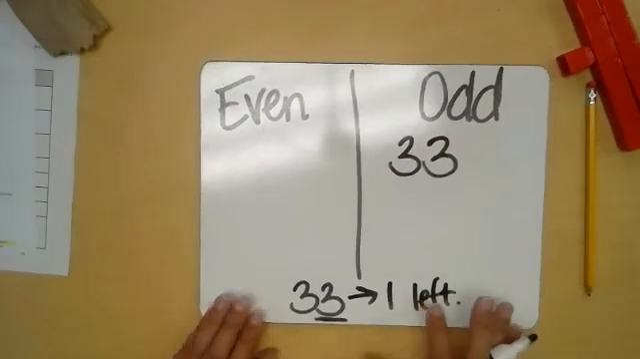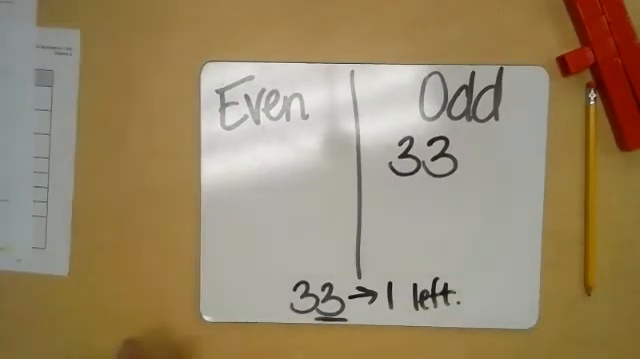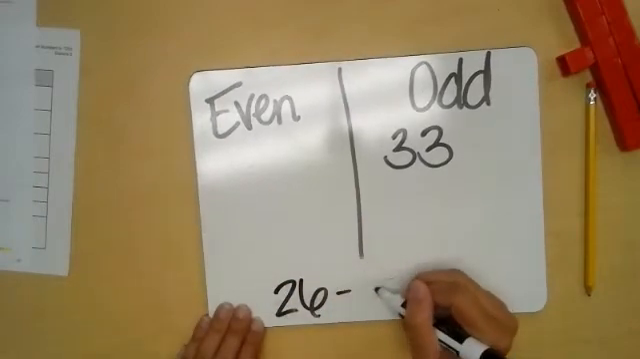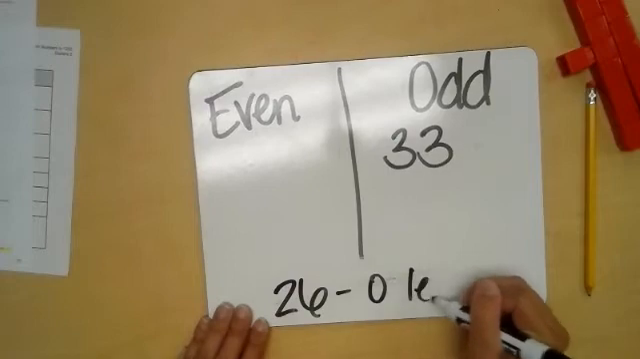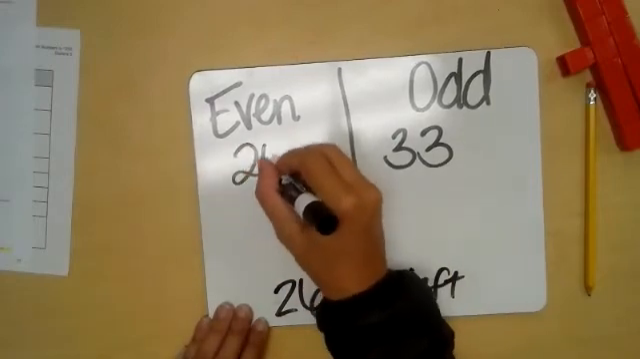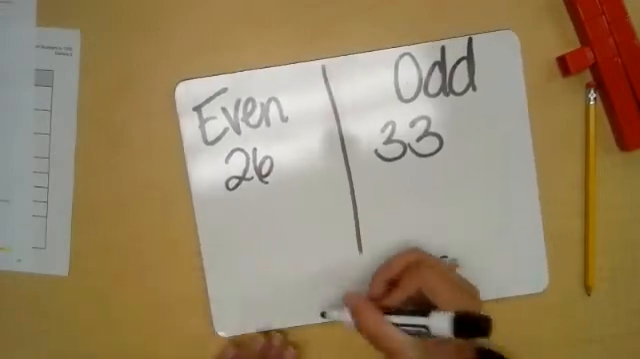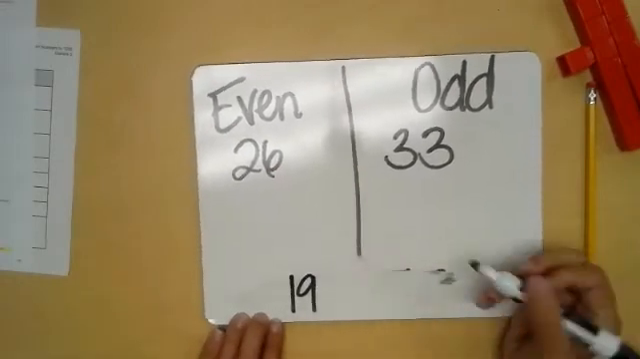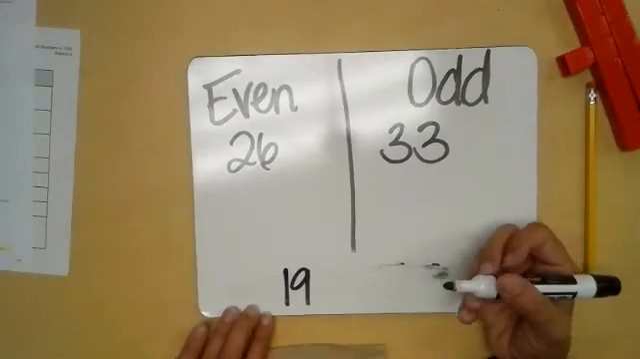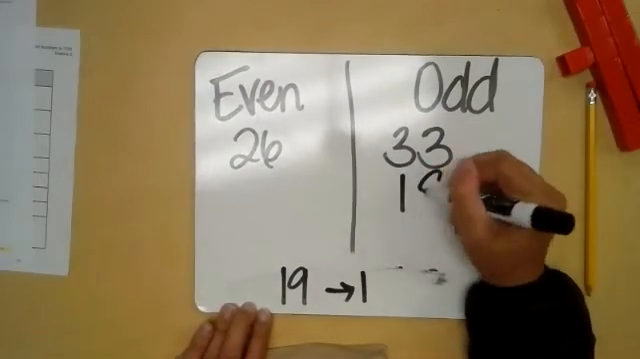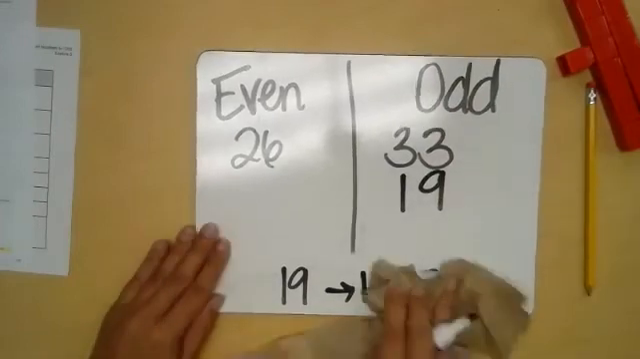What about the number 26? The 26, did we have any left over? No. All right, what about the number 19? That was our third one with the pig and the penguin. That, y'all told me we had 1 left. So it was odd.